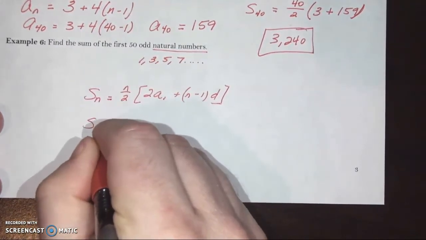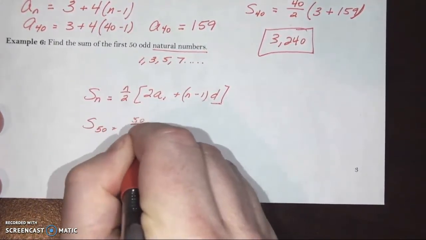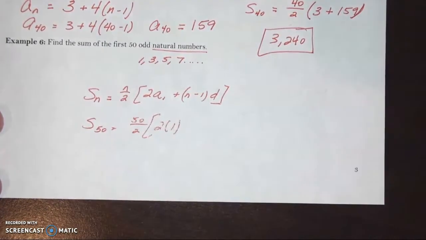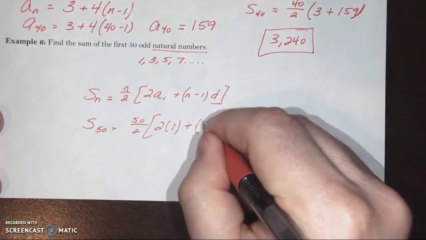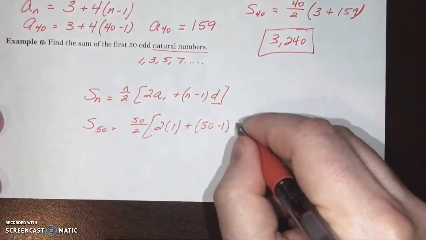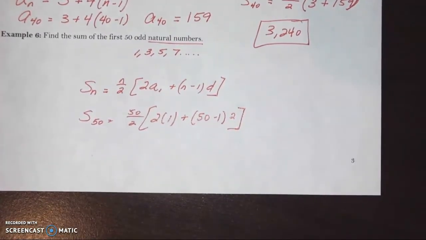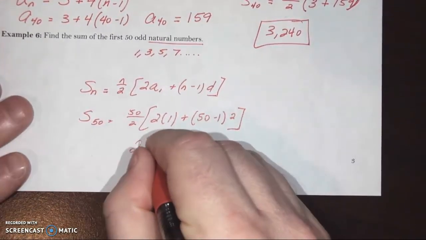So, the sum of the first 50 is 50 over 2 times the first term, which is 1, plus 50 minus 1 times the common difference. The common difference happens to be 2. And we would get 2,500.